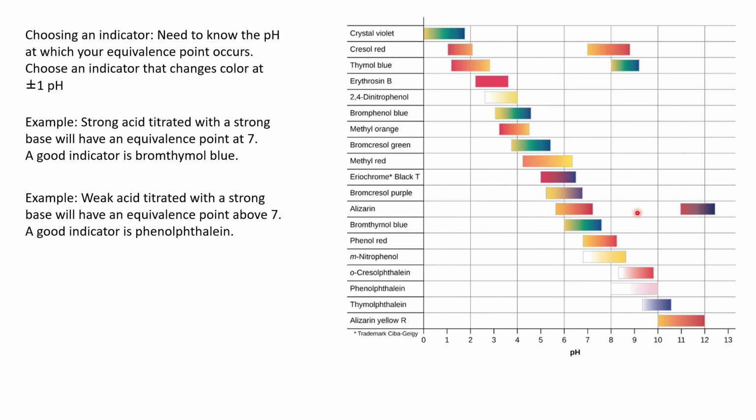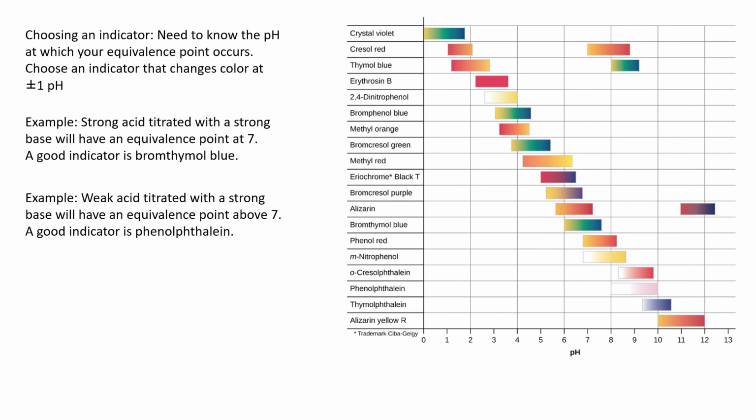Now, what if I had a weak acid titrated with a strong base? That is going to have an equivalence point above 7. Now, it does depend on your weak acid how much above 7 that is, but we know it's going to be basic. So I want an indicator that is going to change color after I've passed a pH of 7. So for that case, I might choose phenolphthalein, which is going to change a little bit after 8, but before 9.